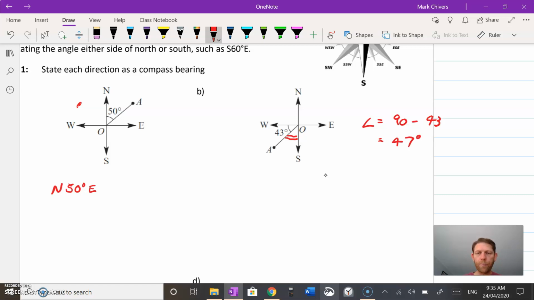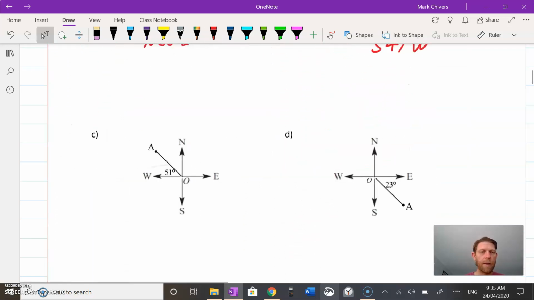That's going to be 47 degrees. Now that's not the answer, of course, that's just what we've found that angle in there to be. We haven't actually worked out the bearing yet. So we're going to start at south and head 47 degrees towards west. And that's how we do a compass bearing for that one.